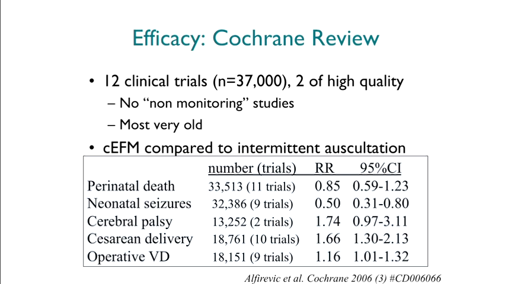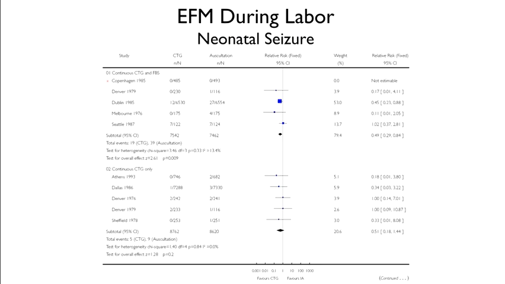Let's go back to neonatal seizure. As I said, there was a significant reduction in neonatal seizure with continuous fetal heart rate monitoring. However, if you look at the top part of the forest plot, this significant reduction was only evident in the cases where fetal blood sampling was used in addition to continuous fetal heart rate monitoring. If continuous fetal heart rate monitoring was used without fetal blood sampling, there was no significant reduction in neonatal seizures.